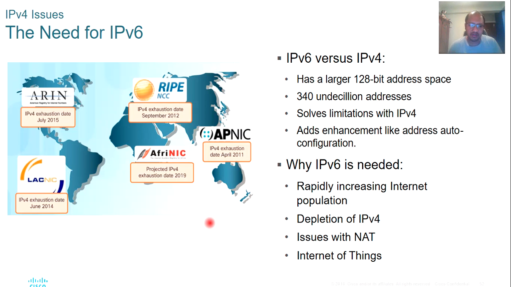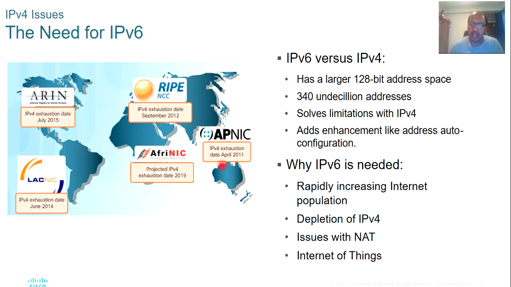According to these five entities, ARIN, RIPE, APNIC, AFRINIC and LACNIC, the IP version 4 public IP address space is going to get exhausted. According to ARIN, it is going to get exhausted in July 2015. According to LACNIC, in South America it is going to get exhausted in June 2014. In Africa it is going to get exhausted in 2019, and according to APNIC, in Asia it is going to get exhausted in April 2011.